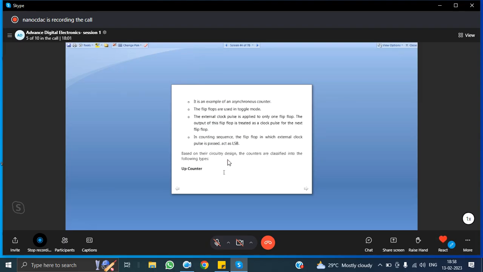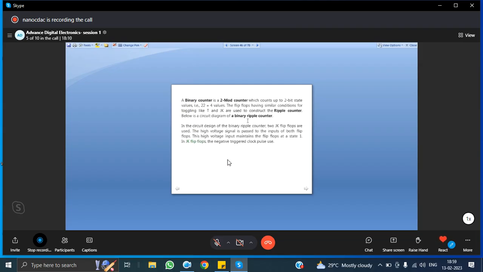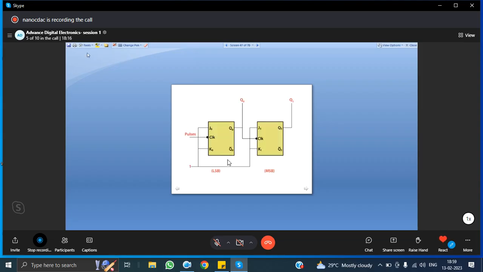Here we see ripple counters based on circuit design: up counter, down counter, up down counter. The binary ripple counter, or we can call it a two mod counter. This is an example of a ripple counter, with LSB and MSB. Here we are using a clock. Whichever output we are getting, that output we are using as a clock.